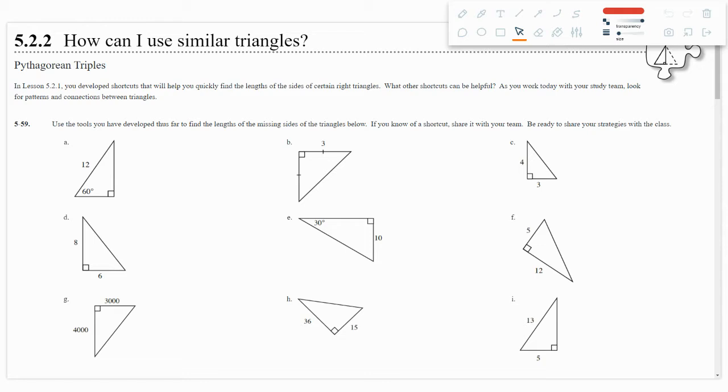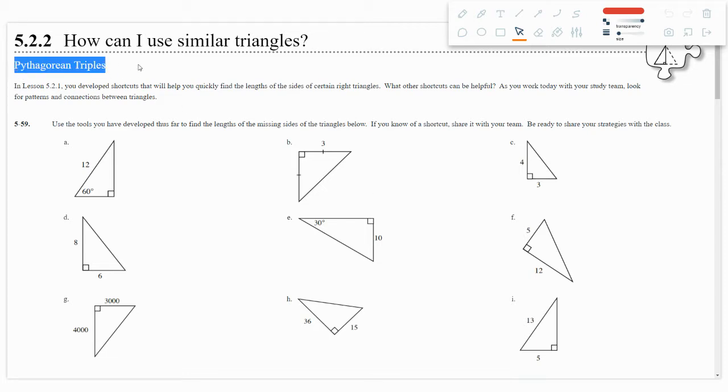This is Mr. Chun, and I will be going over lesson 5.2.2. As usual, with these videos, I'm not going to go over every single question, but I do want to go over the important ones in terms of what will help for our lesson today. For lesson 5.2.2, this is Pythagorean triples.